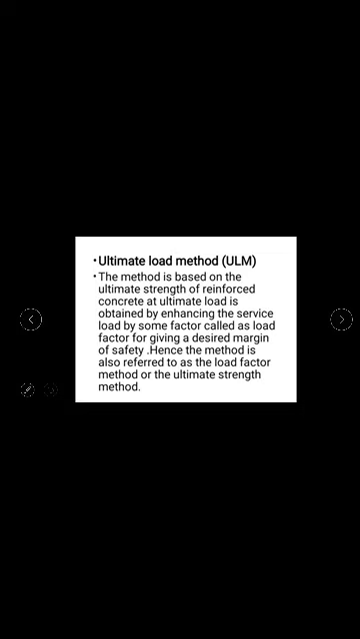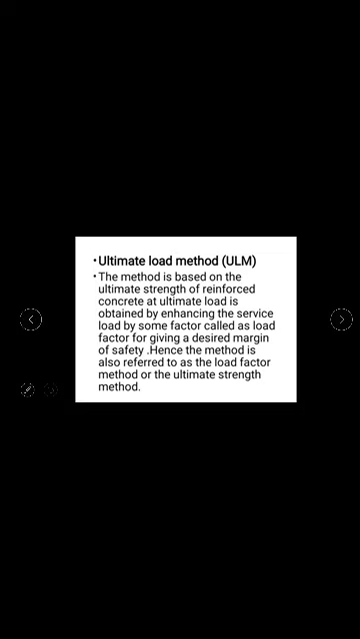It says that the structure is going to have loads of this much value, but actually in the real case, the structure is never going to withstand that much load. So when you are designing for higher loads, there is a possibility of having a safe structure. That is the main philosophy behind the ultimate load method.